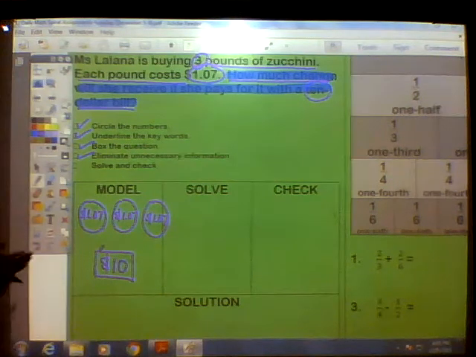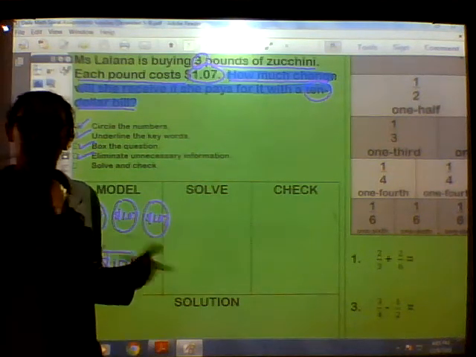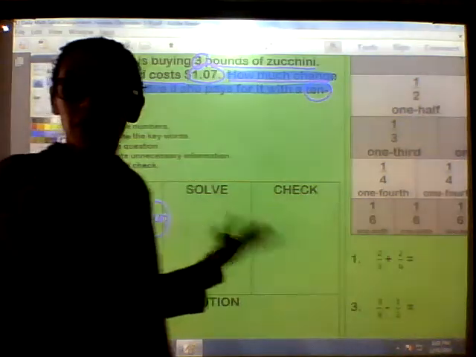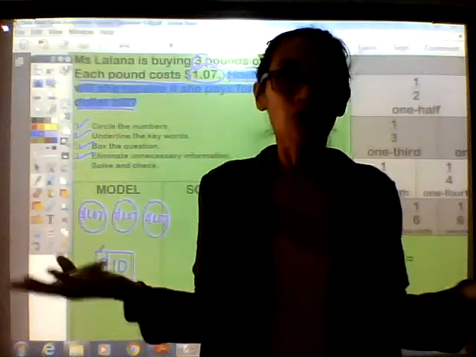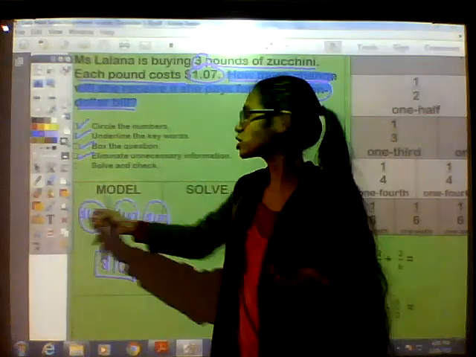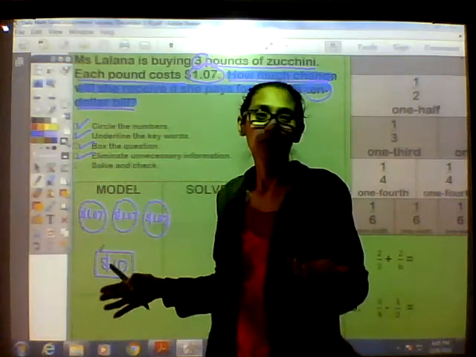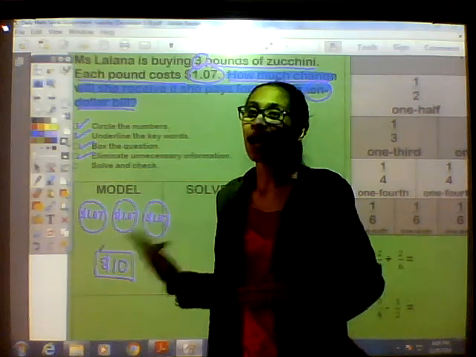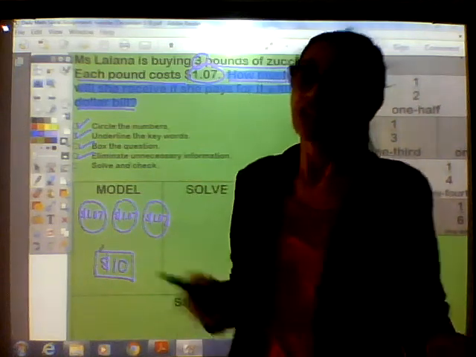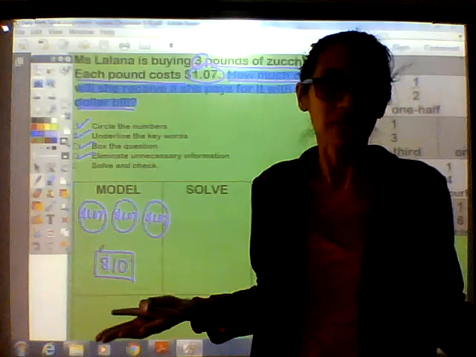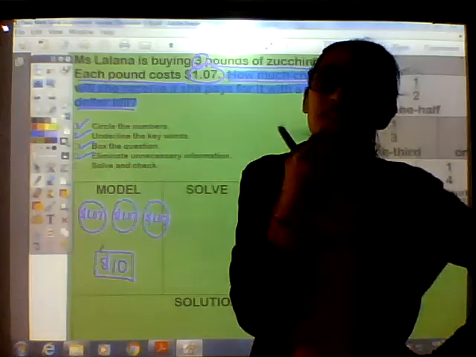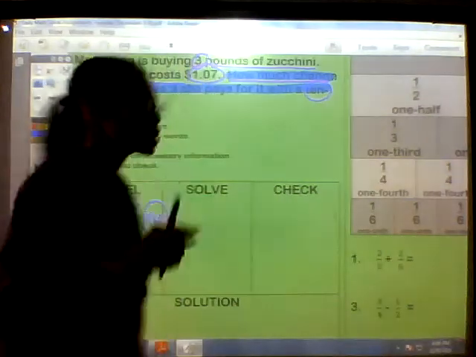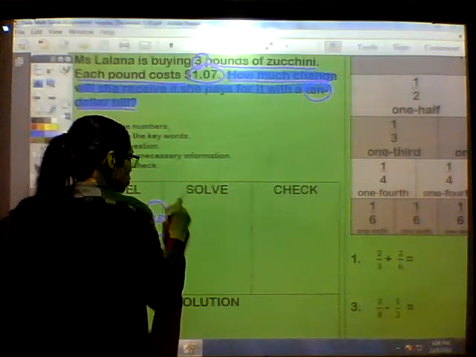To solve that, what do we need to do first? Now remember, this is a 2-step problem. There are 2 things we need to do. The first thing is to figure out the total. What is the total of the 3 pounds? We can either add or multiply. And guess what? You can do both ways, and that's how you check it. So, how do you want to solve this? Let's add it. We can add it, or if you want to multiply, you can.